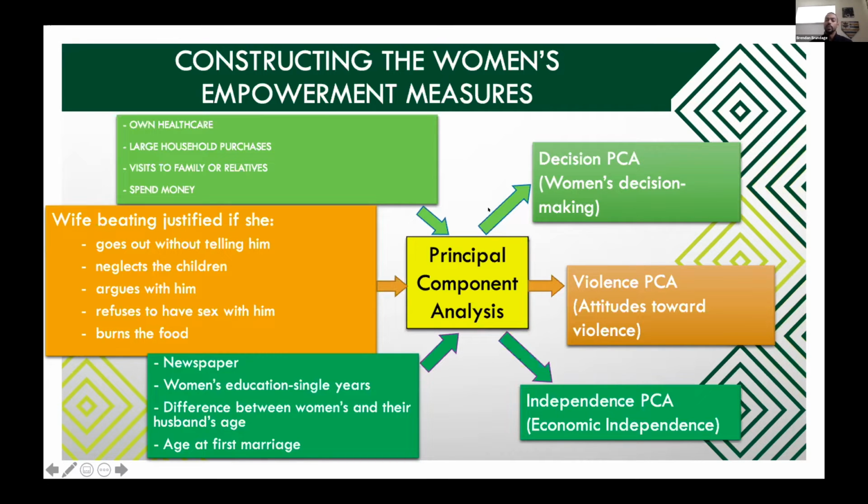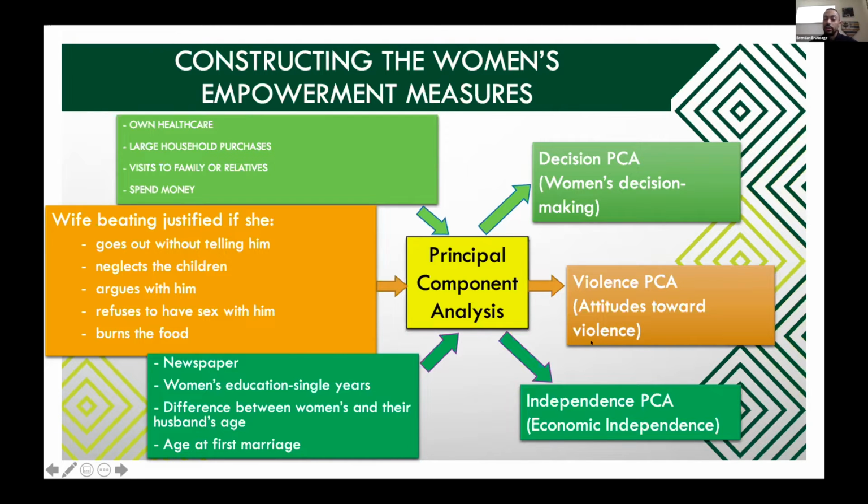So for example, our first index is our decision-making index. So we take variables such as who decides own healthcare, who decides large household purchases, who decides visits to family, and who spends their own earnings. And we put this in the PCA, it combines it, and we have a decision-making index.